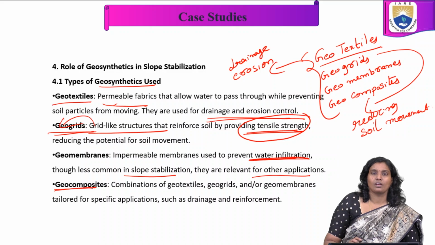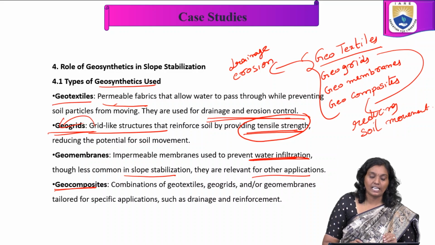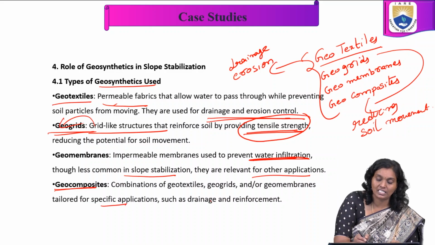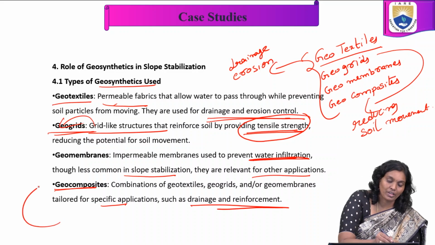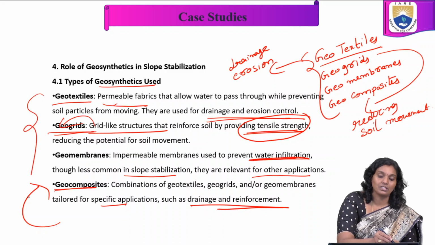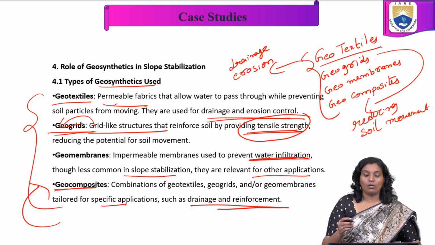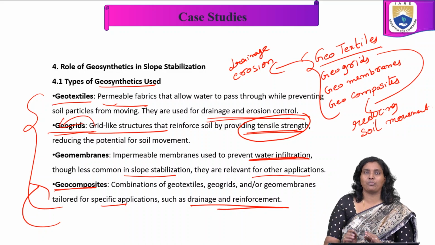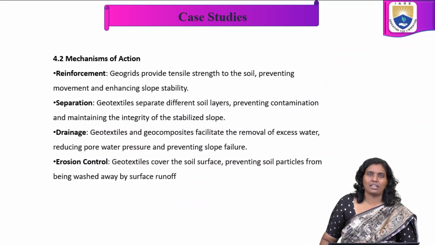Geocomposites: combinations of geotextiles, geogrids and or geomembranes tailored for specific applications such as drainage and reinforcement. For such needs we may choose geocomposites. These are the various types of geosynthetics and their roles. As per the requirement of the project, we choose which type is suitable for the particular slope stabilization.